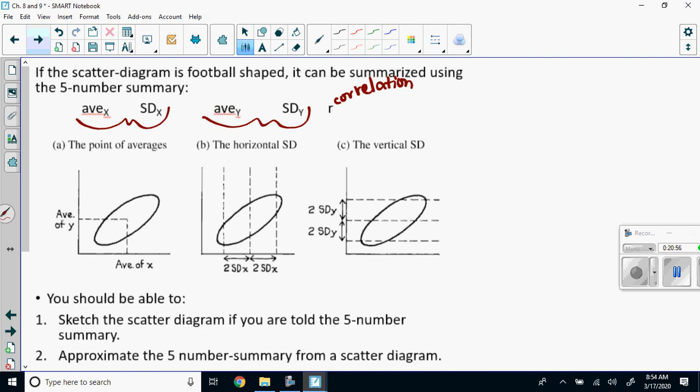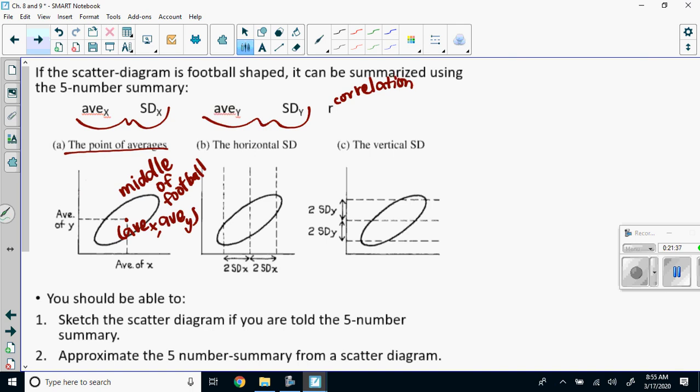When you've got a football, the point of averages is going to be the middle of the football. So this point right here, the middle of the football, is the average of X and average of Y. So I'm always going to call that the point of averages. That will always have to be in the middle.